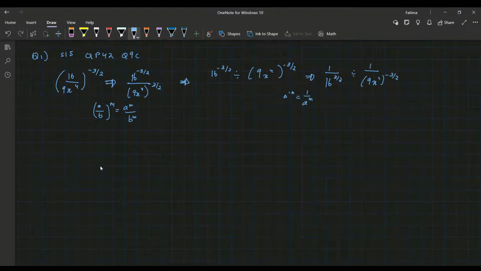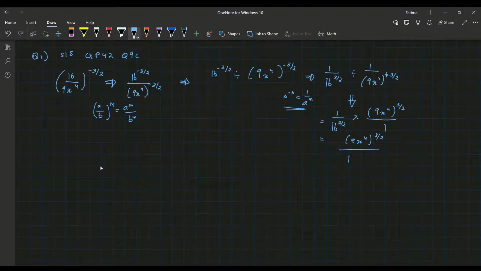Now because it's fractions that are dividing, I would apply the rules regarding that. So the first one will stay the same, 16 to the power 3 by 2, into reciprocate the second fraction. Oh, sorry, this here is supposed to be positive because I've applied this rule over here. Anyway, so I'd reciprocate the fraction to give me 9x to the power 4 whole raised to 3 by 2 divided by 1. And therefore that's 9x to the power 4, 3 by 2 into 16 raised to 3 by 2.